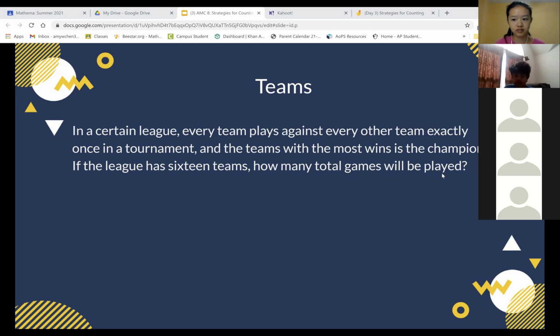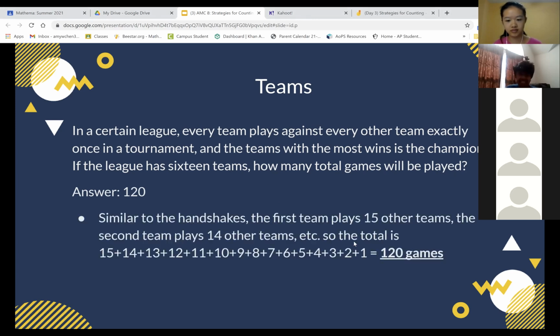But wait, we would be counting twice as many games then, because by multiplying 16 and 15, if we said team A played team B, we would also be counting team B playing team A, but that's the exact same game. So that one single game is being counted twice. So we would divide that by 2. So 16 times 15 divided by 2 is just 8 times 15, which is 120. So, yeah, pretty straightforward. Does everybody understand?